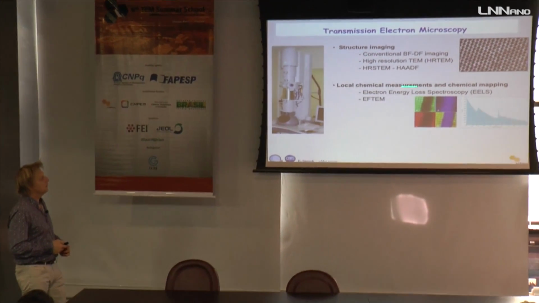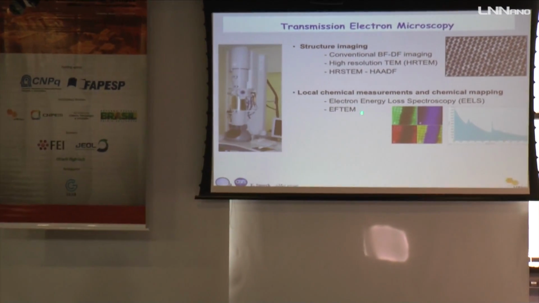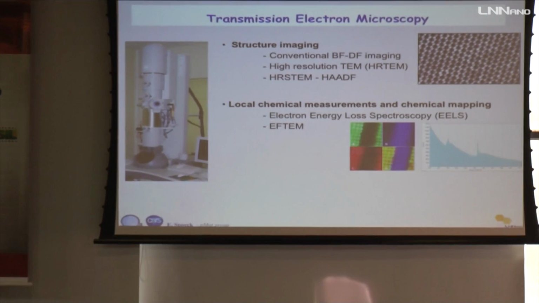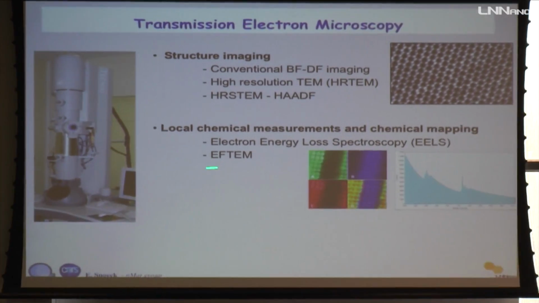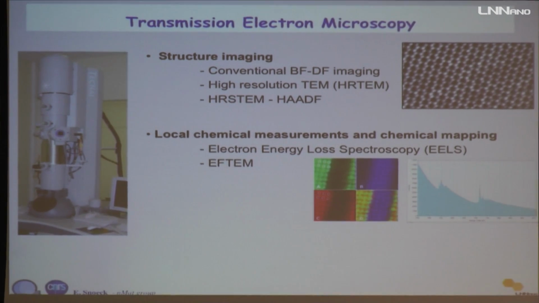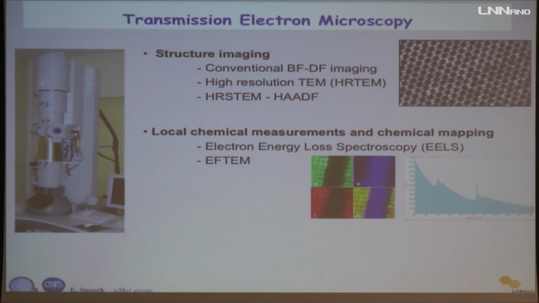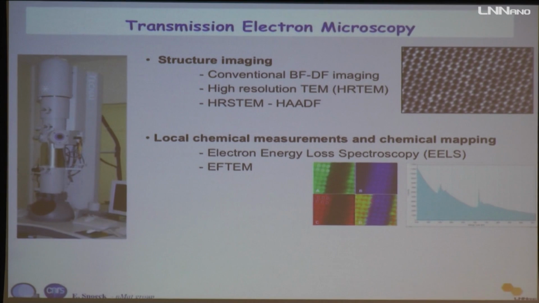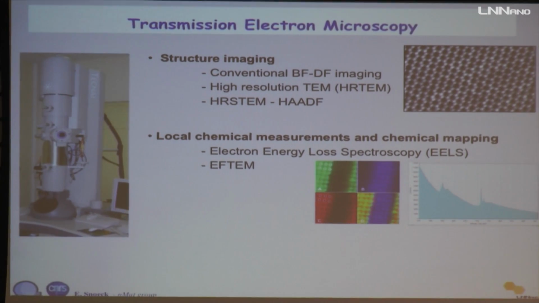Electron microscopy also is a very efficient tool for local chemical determination, either in electron energy loss spectroscopy, or even making EFTEM, energy filtered TEM images, or EDX as well. I guess you will have a second lecture by Raoul this afternoon.